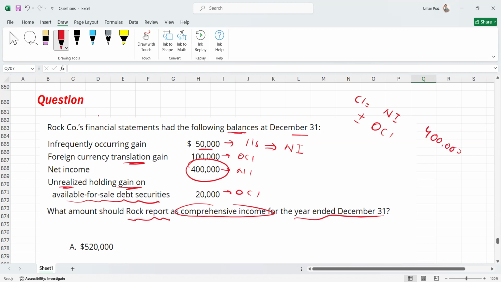And I cannot consider this item. The reason is that this item is already included in the calculation of net income as other revenue or other gains. So you have to simply ignore this first point, because it is already included in the net income.